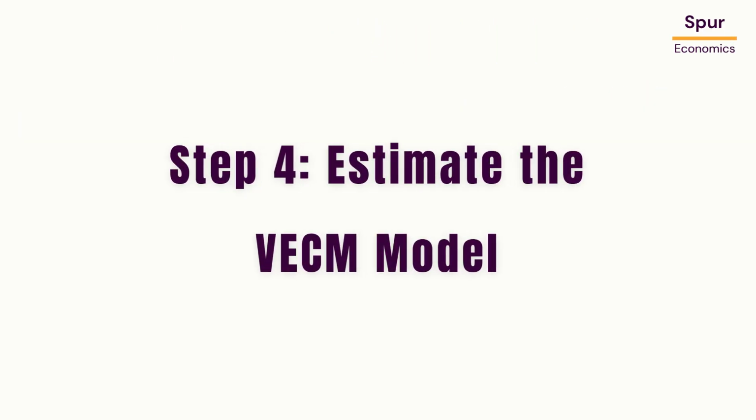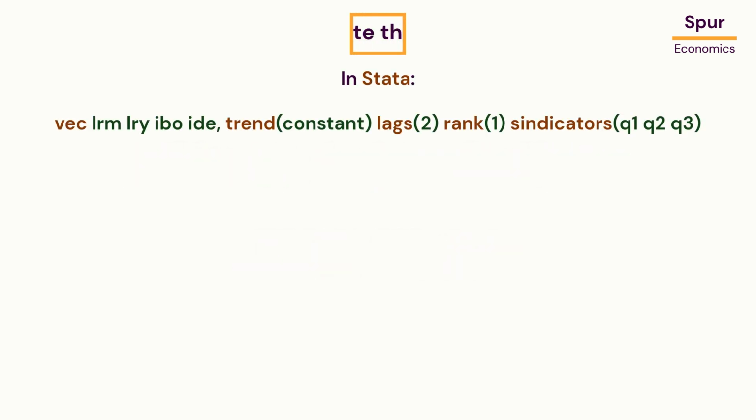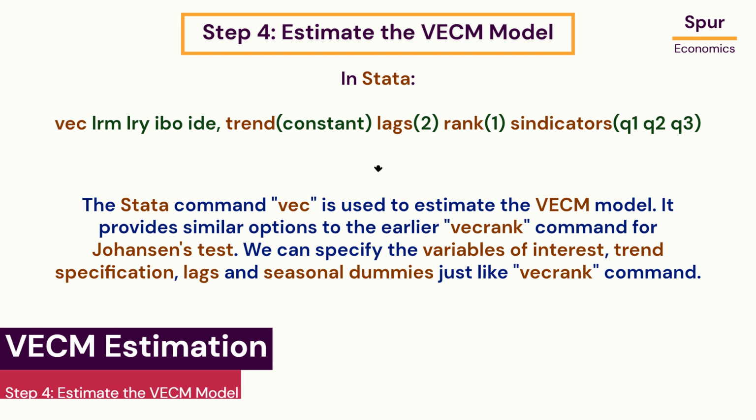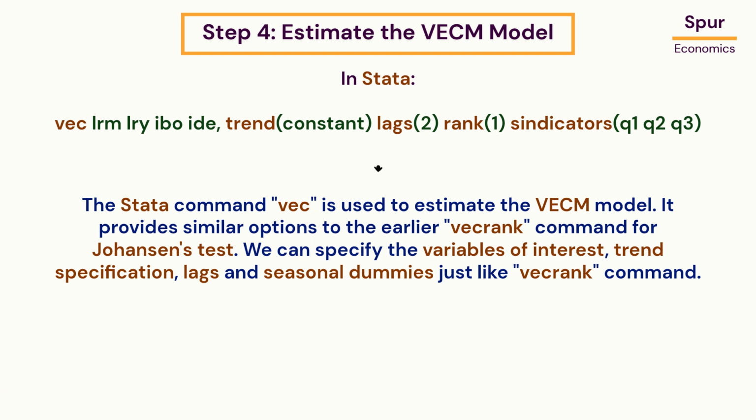After deciding the trend specification, lag length and the number of cointegrating relationships, we can finally estimate the VECM model with all this information. The Stata command vec is used to estimate the VECM model. It provides similar options to the earlier vecrank command for Johansen's test. We can specify the variables of interest, trend specification, lags and seasonal dummies just like the vecrank command.